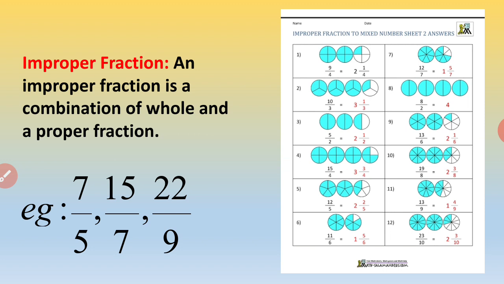9 upon 4 can be further written as 2 integer 1 by 4. So 2 complete parts are shaded and out of the third it is only one part that is shaded. So this is how an improper fraction can be considered to be a whole number and a proper fraction. You can go through the next examples.